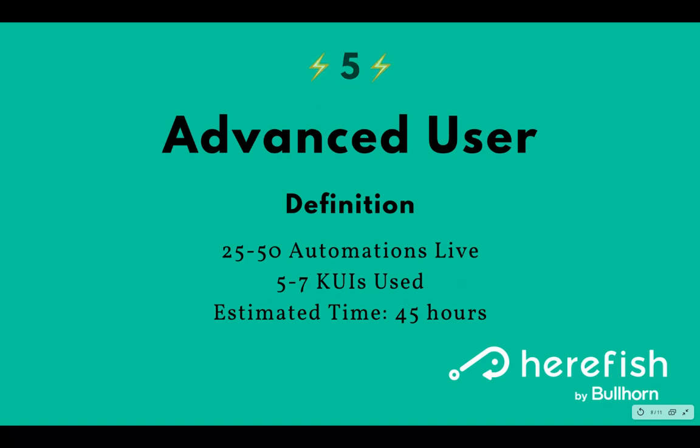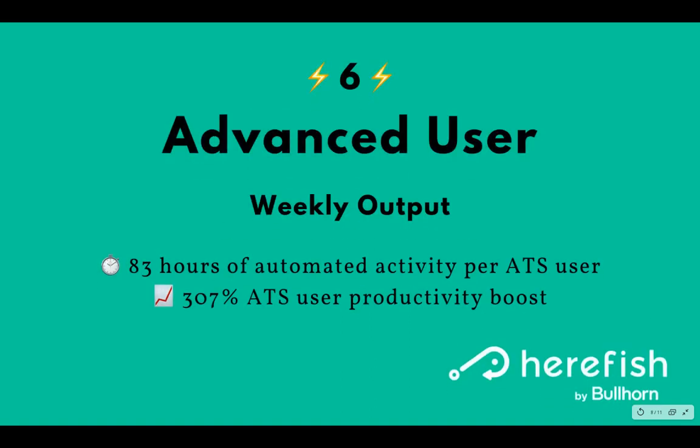But the results here continue to climb. You might be starting to see a pattern emerge. So here we're getting 83 hours of automated activity per ATS user, or a 307% user productivity boost. So, I mean, this one is pretty powerful. You have a 40-hour work week from one of your internal staff that's getting transformed into 123 hours of productivity. So really powerful. Obviously, that's great for your business as a whole.